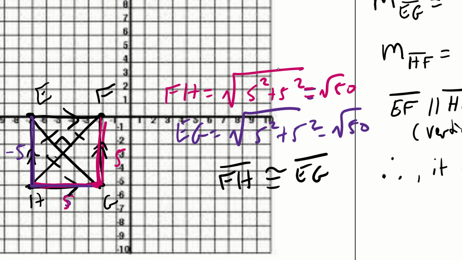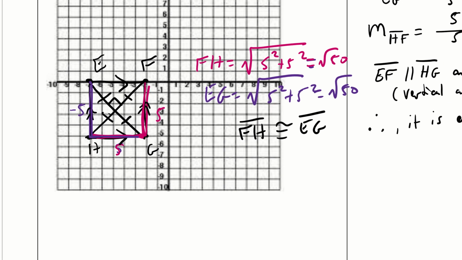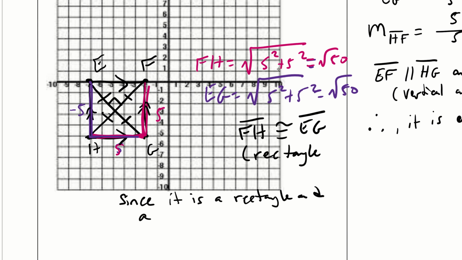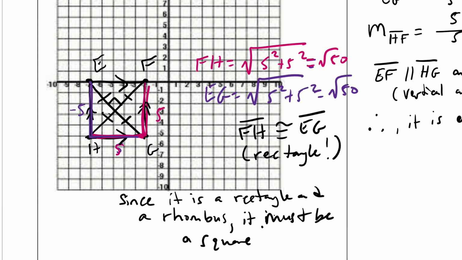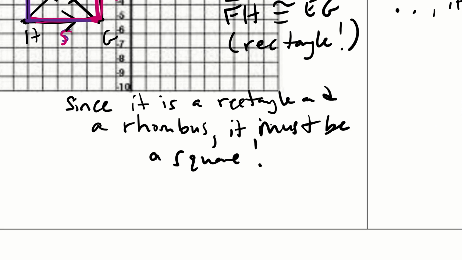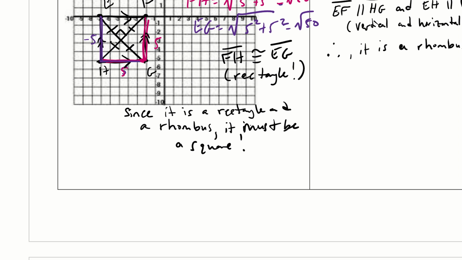So these are all congruent, which means that we have a rectangle, okay? Since it is a rectangle, and this shows that it's a rectangle right here, this property. Since it is a rectangle and a rhombus, again, it's a rhombus from this side here, it must be a square. All right. Okay, so like I said, obvious that this is a square, but we're showing you how to do it in terms of the diagonals.